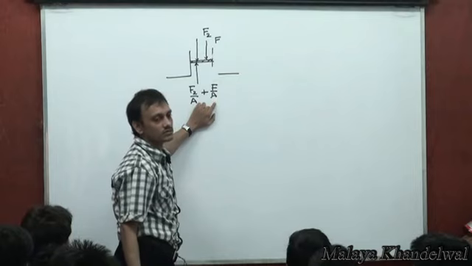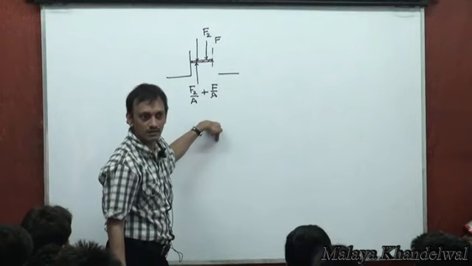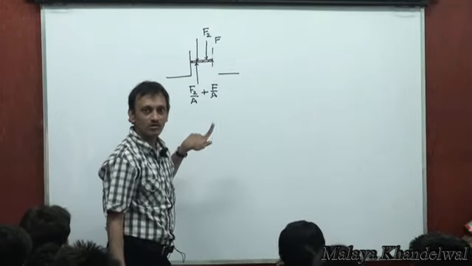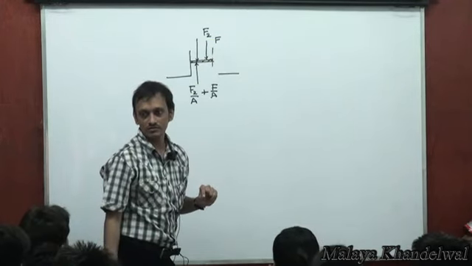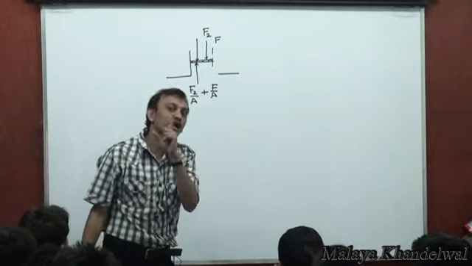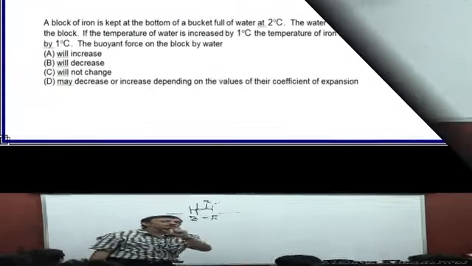What's the increase in pressure? F by A. And for all of them, the increase in pressure is F by A. Then from Pascal's law, this is transmitted undiminished in all directions. That's Pascal's law. So the increase in pressure at any point would be F by A.